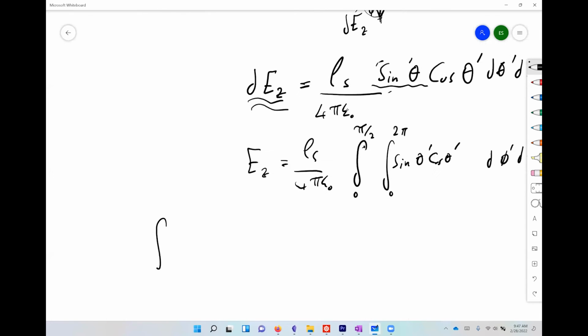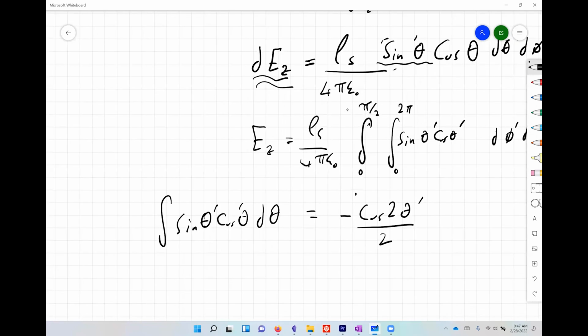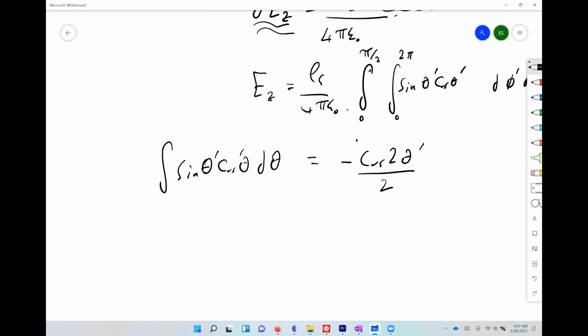Do we know how to integrate sine theta cosine theta d theta? Yeah, we know how to do that. This is easy, you can look up any table. This is going to be just minus cosine 2 theta prime over 4. You can differentiate this and see what you get. So this is going to be, is this true?